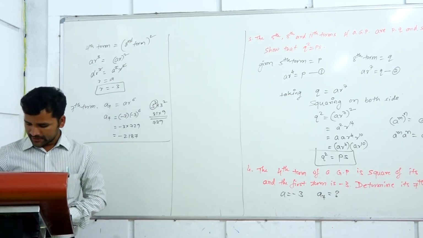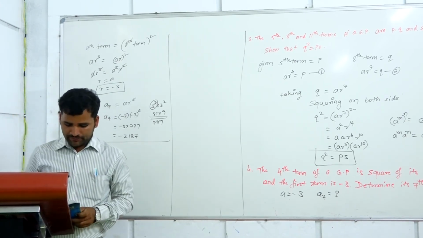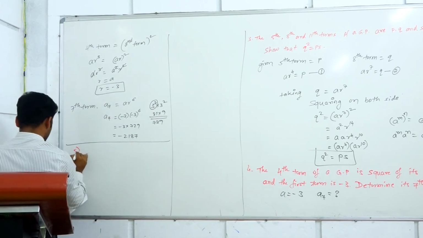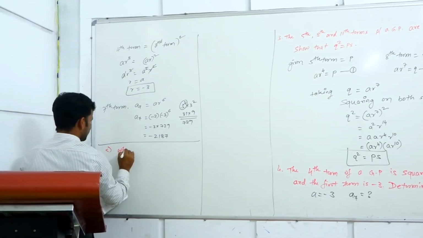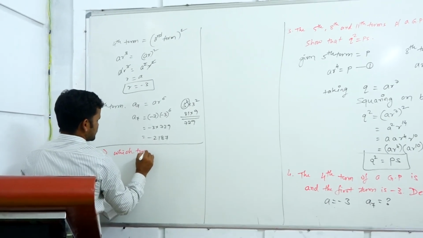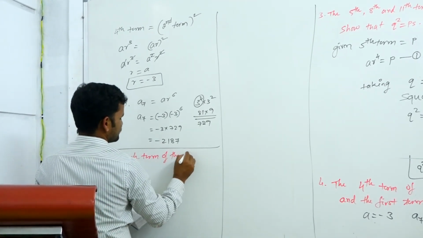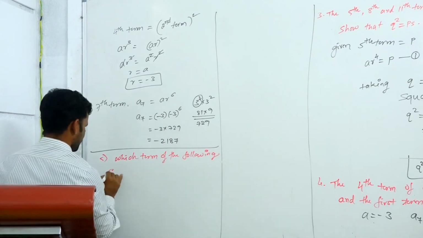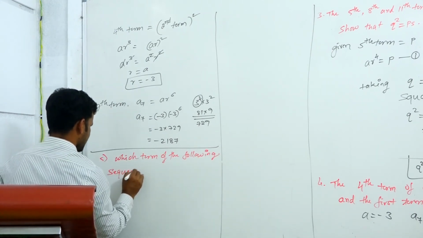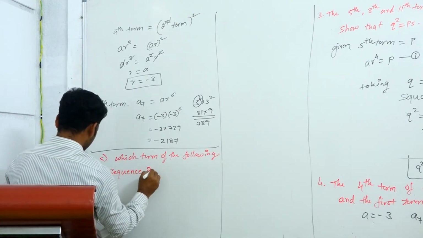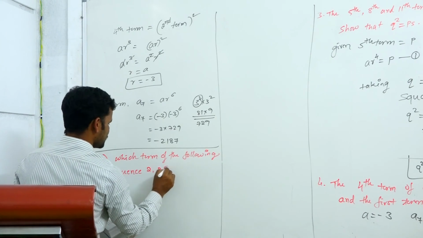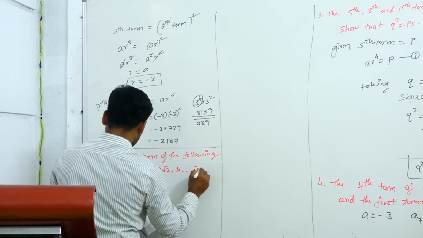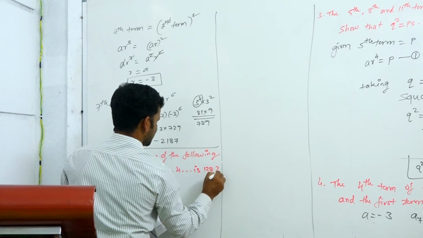Now we will take 5th problem, that is, which term of the following sequence 2, 2 into root 2, 4, and so on is 128.